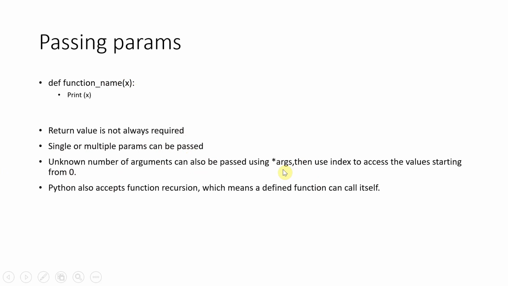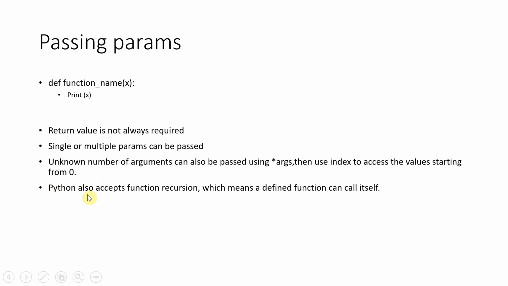Now, if you have an unknown number of arguments, they can also be passed as star args. Then you can use the index to access the values. Suppose you don't know how many parameters are going to be passed, you can give star x, and then using the index x0, x1, x2, x3, you can access it as an array.